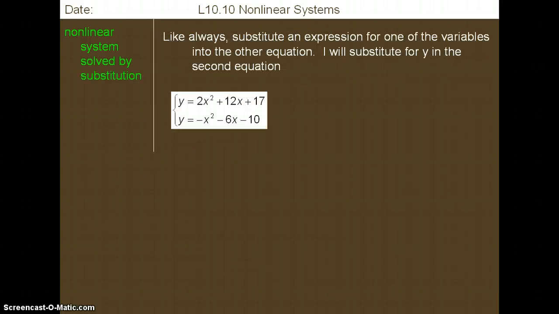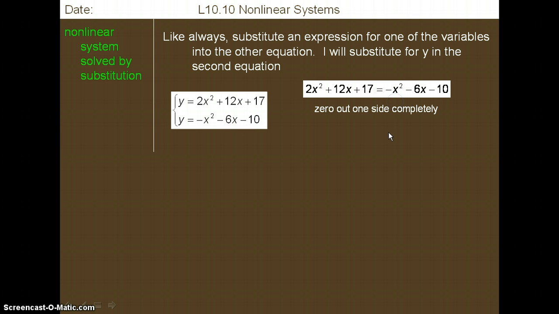We can also do this by using substitution. Like always, we would substitute an expression for one of the variables into the other equation. Here, I'm going to substitute for this y in the second equation using the first given value for y. So we will see 2x squared plus 12x plus 17, the first option for y, being equal to -x squared minus 6x minus 10. I will need to zero out one side completely by adding a positive x squared to both sides, a positive 6x to both sides, and a positive 10 to both sides.